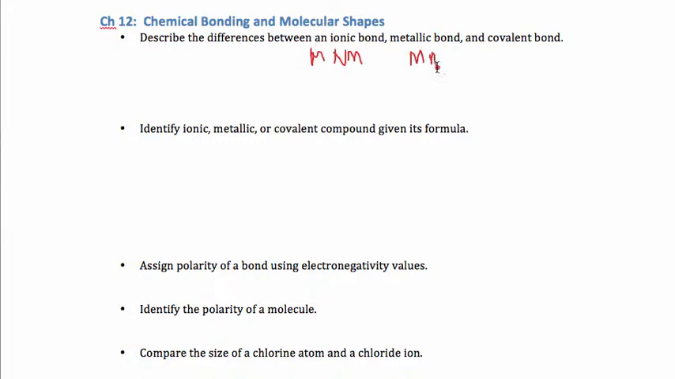A metallic bond is between two metals, and a covalent bond is between two nonmetals. With an ionic bond, the metal gives away its electrons to the nonmetal, and you have a cation and an anion resulting from that electron transfer. That's the key phrase to an ionic bond. The electron transfers from the metal to the nonmetal.